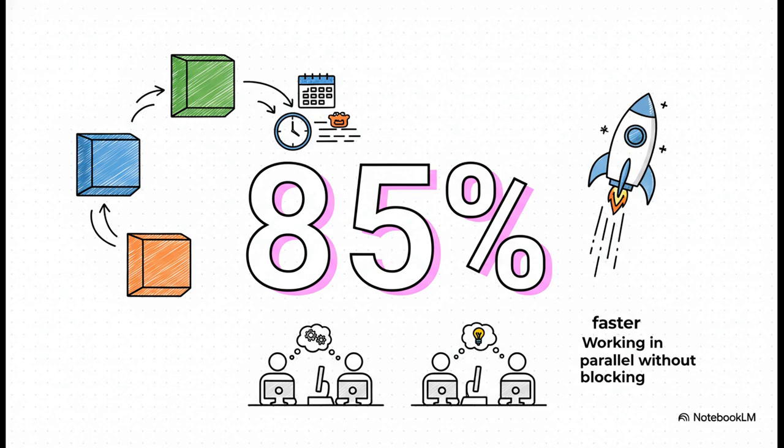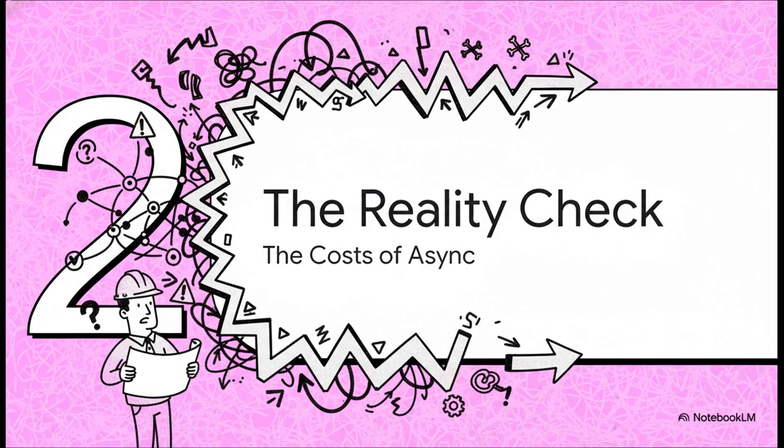A major retailer switched to a microservices architecture built on these principles, and they cut their feature launch cycle by 85%. How? Because their teams could finally work in parallel without blocking each other. That's real developer velocity. Okay, I know what you're thinking. This sounds amazing. It's the silver bullet, right? So why isn't everyone doing it?